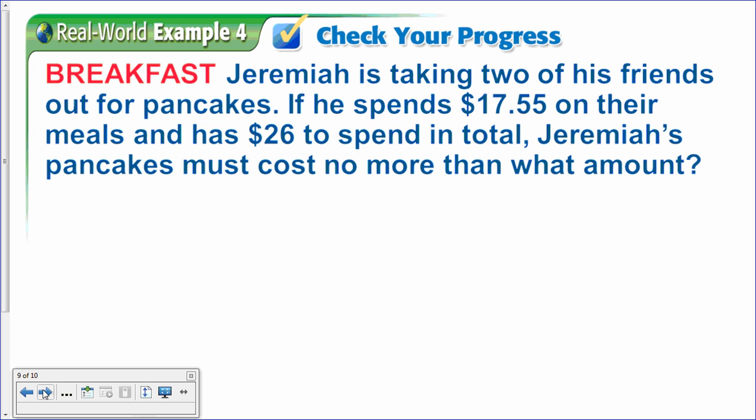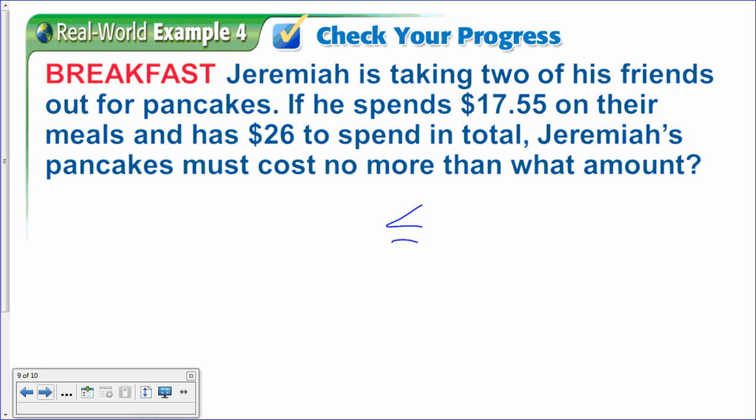Okay, Jeremiah's taking 2 of his friends out for pancakes. He spends $17.55 on their meals and has $26 to spend in total. Jeremiah's pancakes must cost no more than what amount? Which symbol do I use? The one we just used. Less than or equal to?